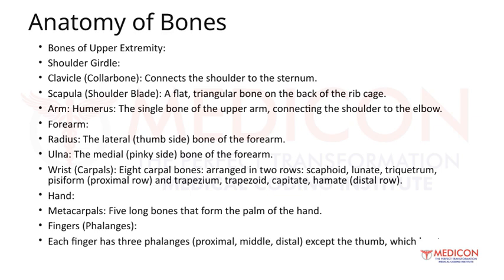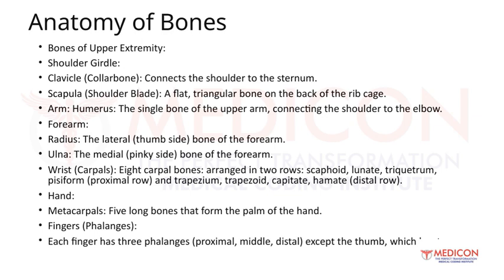In the forearm, we find two bones, the radius and the ulna. The radius is on the lateral side, that's the thumb side, and the ulna is on the medial side, closer to the pinky. At the wrist, or the carpal region, there are 8 small bones arranged in 2 rows. The proximal row includes the scaphoid, lunate, triquetrum, and pisiform, while the distal row has the trapezium, trapezoid, capitate, and hamate. These bones work together to allow wrist movement and flexibility.